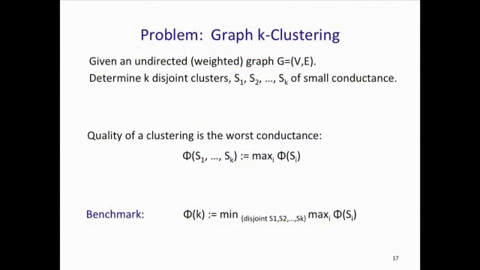So in general, if we find a clustering into S1 up to Sk, we define its quality as the maximum conductance. And our goal is to find a k-clustering whose maximum conductance is as small as possible. So the optimum is the clustering that achieves this. And I'm going to use this parameter phi of k for the optimum. Again, phi of k is the quality of a k-clustering whose maximum conductance is as small as possible.